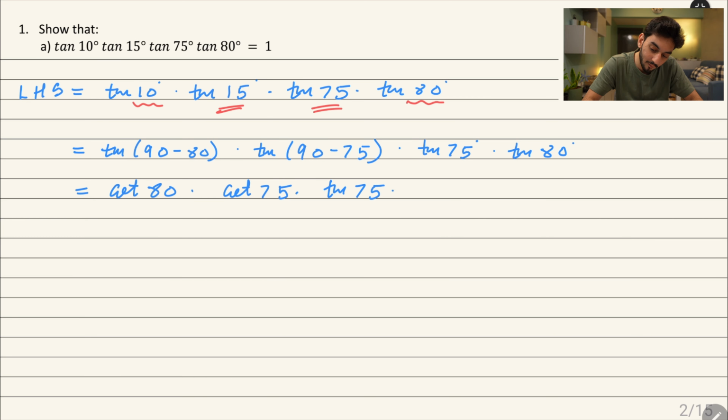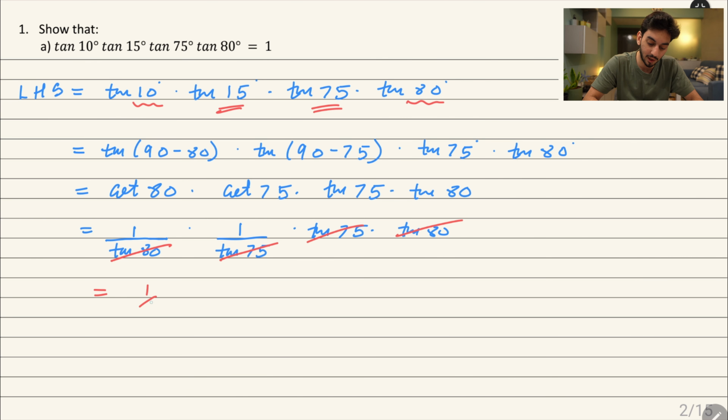So tan 75 times tan of 80. Now we know tan is the reciprocal of cot and cot is the reciprocal of tan. So over here cot 80 can be written as 1 upon tan 80, times the cot 75 can be written as 1 upon tan 75, and everything else is as it is. So tan 75 times tan 80. Let us just cancel out. So tan 80 goes away with this tan 80, the tan 75 and the tan 75 cancels, and I'm finally left with 1, which is exactly what my right hand side is.